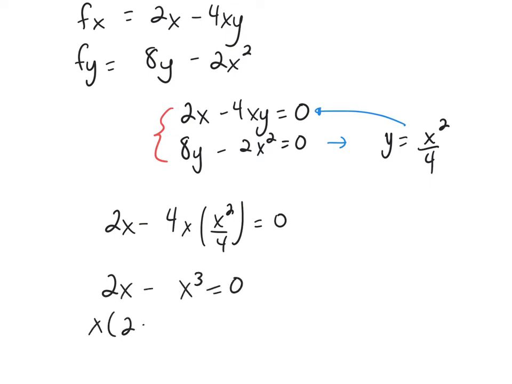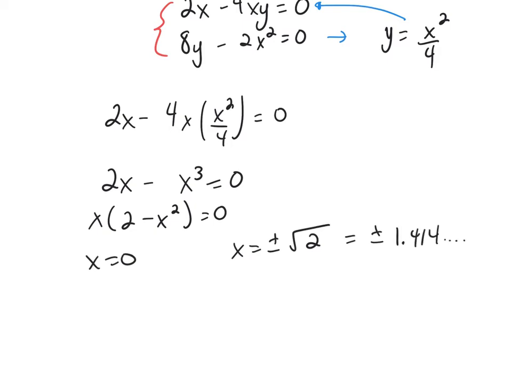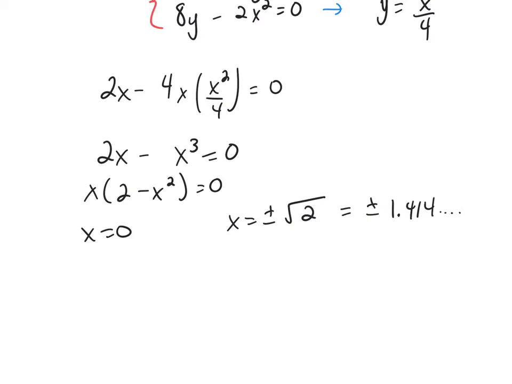I can factor an x out, and I get x equals 0, and then x equals plus or minus the square root of 2. But remember that the square root of 2 is 1.414, right? And this x coordinate lies outside of my rectangle. And we're only looking for critical points inside of my rectangle.